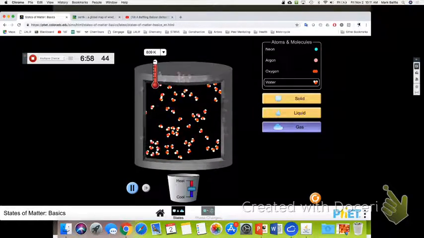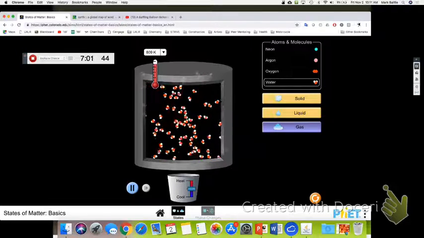So all of those molecules are now moving around. Are they all moving at the same speed?